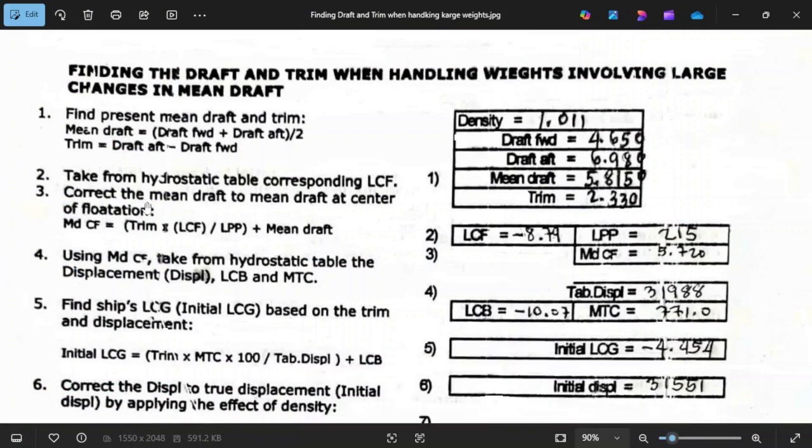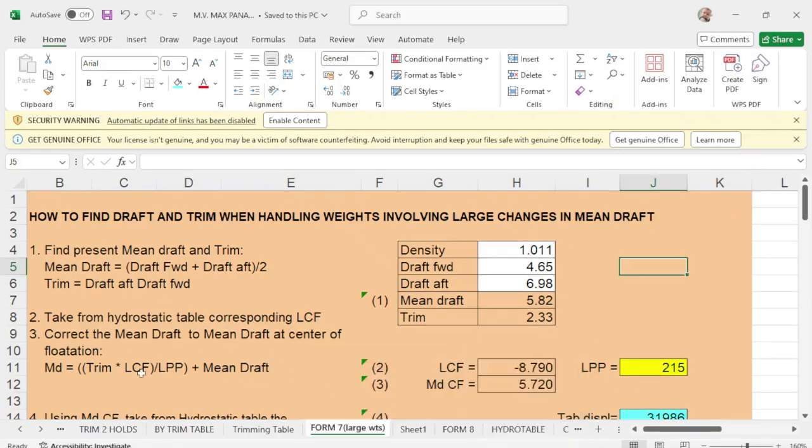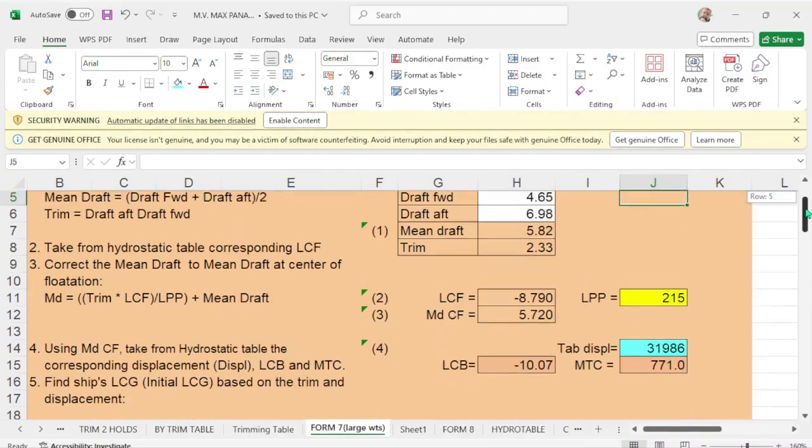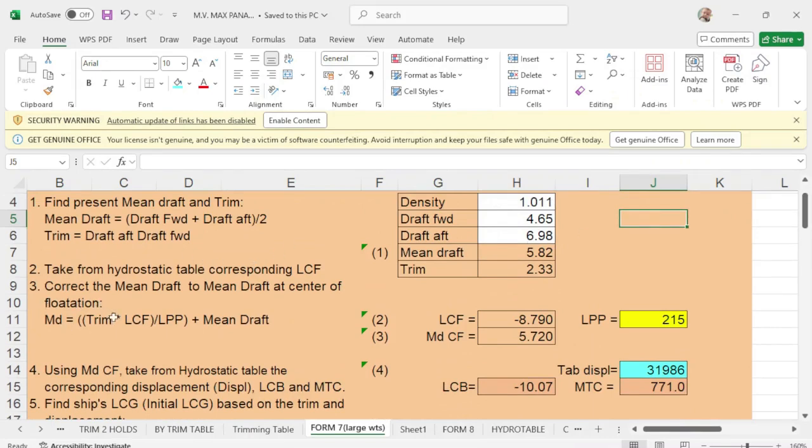Number three, it says correct the mean draft to mean draft at center of rotation. The formula is trim times LCF over LPP plus mean draft, which is this one, guys. Correct mean draft to mean draft at center of rotation, and this is the formula. So number two, this is the LCF. So we have already the LCF.